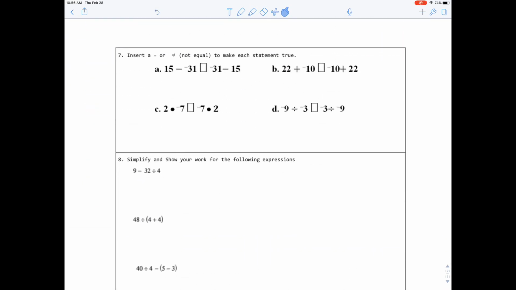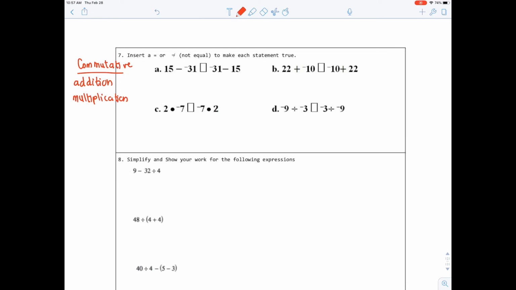Last page. Okay, insert an equal sign or not equal sign to make each statement true. So remember, this is where we need to talk about our commutative properties. Commutative means that the order in which you do your math does not matter. And there are only two operations in which the order does not matter. So that would be addition and multiplication. It does not matter which number you add first or which number you add second. You can actually switch things around and you will get the same exact answer.